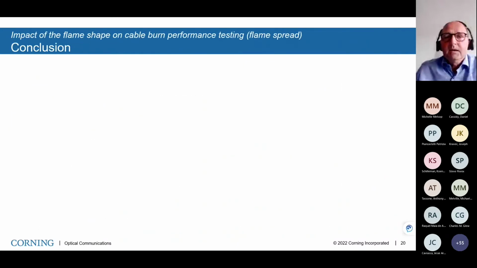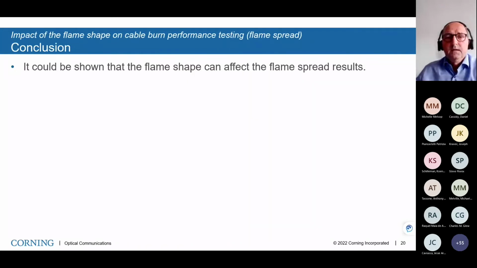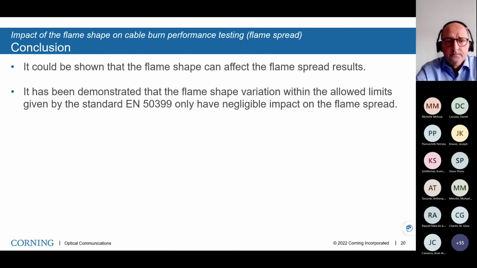I'm coming to the conclusion. It could be shown that the flame shape can impact the flame spread results. It has been demonstrated that flame shape variation within the allowed limits given by the standard EN 50399 only has negligible impact on the flame spread.